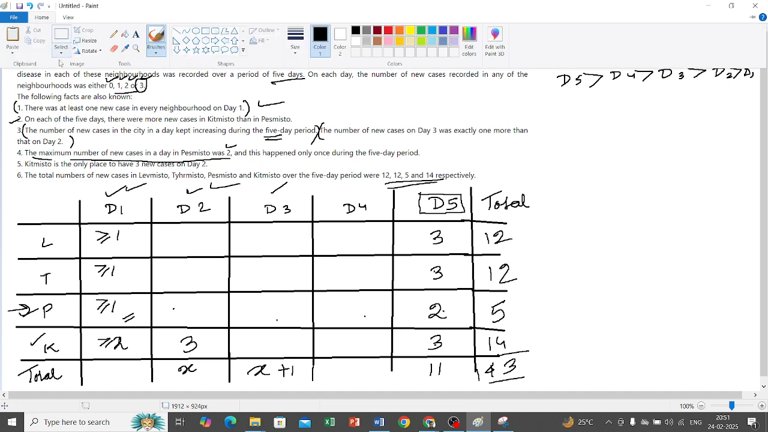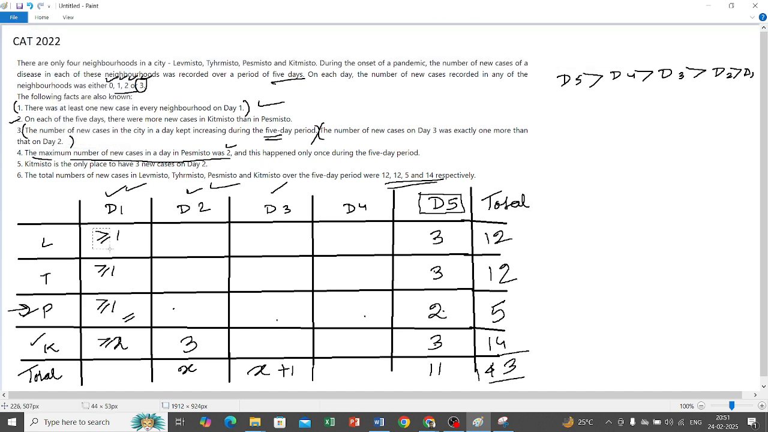So what will we do? This will be 1. Understood, Anuna? Anuna, did you understand? Yes sir. Ritama? Sir.